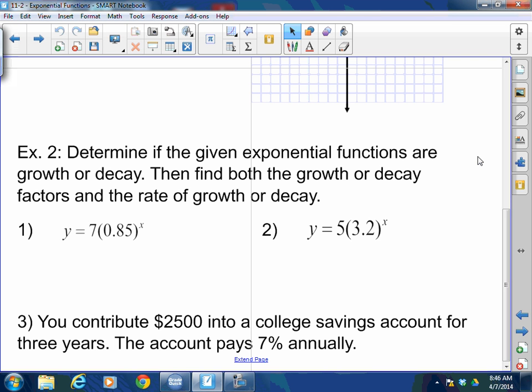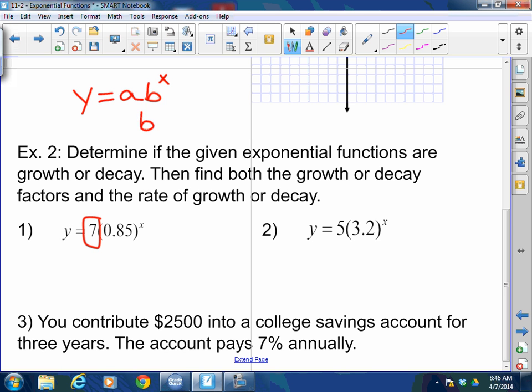Real brief, we talked about the fact that exponential functions are in the form of y equals a times b to the x power, where a is the original amount. So for example here, 7 was the original amount. B could be a growth or a decay. If b is greater than 1, then that means I'm adding a percentage to 100%, so that's a growth. If b is greater than 0 but less than 1, it's a fraction or a decimal. That means that you took away a percentage from 1, you subtracted. So that would be a decrease or a decay, all right?